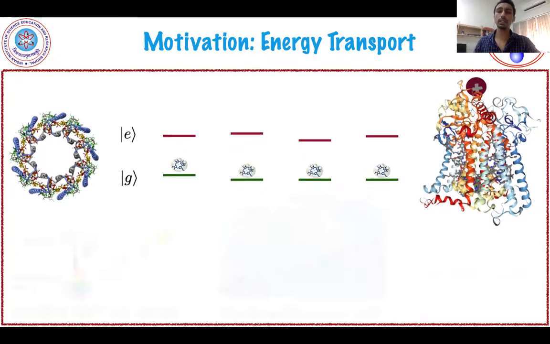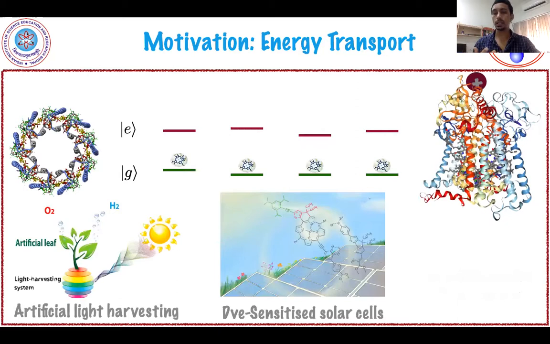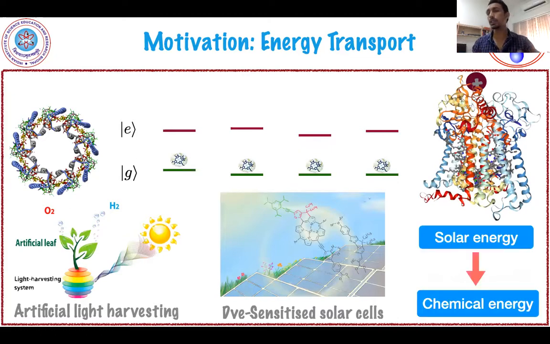The idea here is to use these molecular aggregates for artificial light harvesting. We use these molecular aggregates to absorb the sunlight, as they do in plants, and to funnel that sunlight to semiconductors, so that we can convert this solar energy into chemical energy. This idea has been widely used to make dye-sensitized solar cells. Here, we use these molecular aggregates for light absorption and transfer to the semiconductor. But there is a catch.